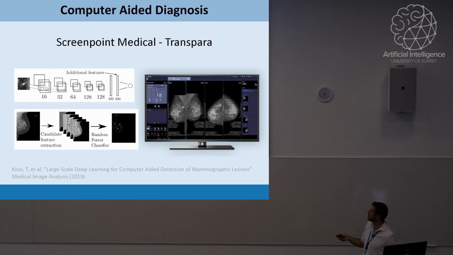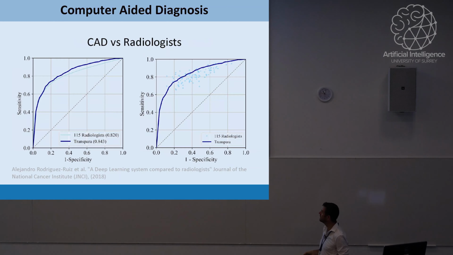One of the good things about the Transpara products is they have a lot of publications associated with their product, which is fantastic. Other companies don't necessarily show us that. And so you can actually see how Transpara does. Although you can see that there is a very small improvement here, the dark blue line is Transpara against 115 radiologists. It's enough to get FDA clearance and say this is a good product to be used.